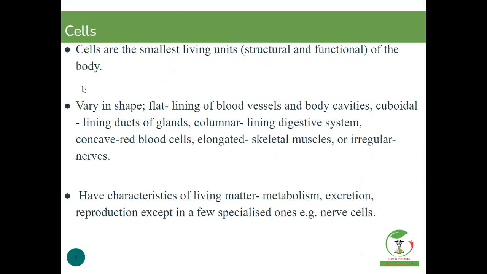So the smallest unit of a living organism is what is called cells. And these cells come in different shapes. They are adapted to different functions. So they are not basically similar. They have unique properties that make them very specialized for performance of specific functions. For example, the reproductive cells like the ovum or the sperm, or the nerve cell.